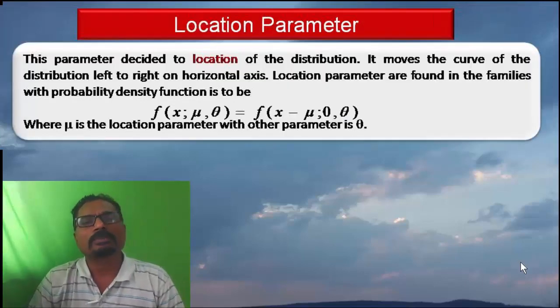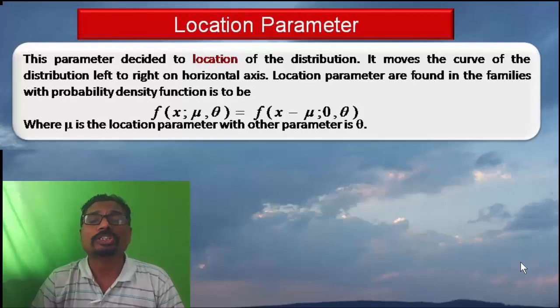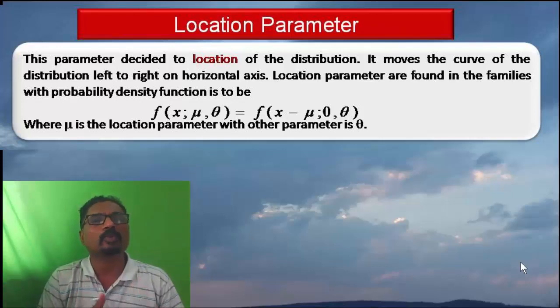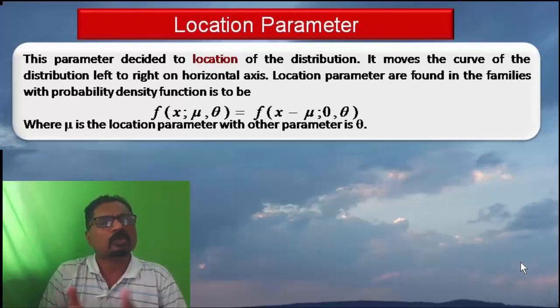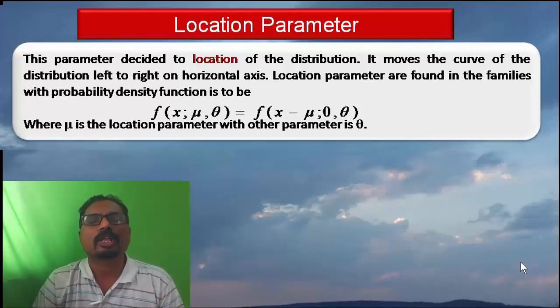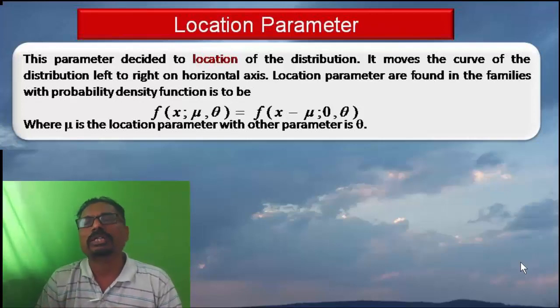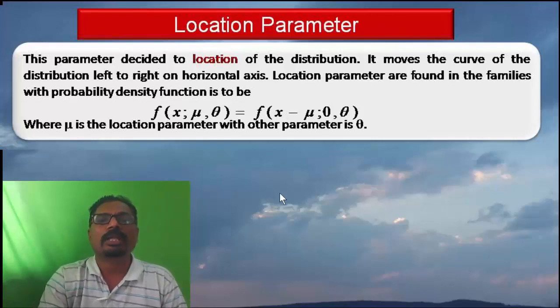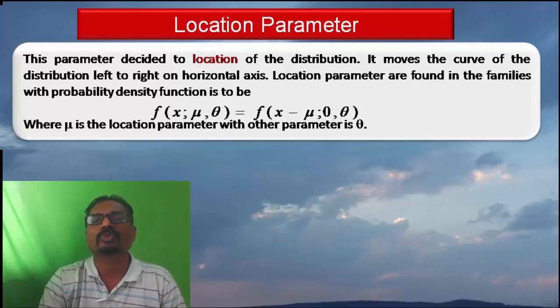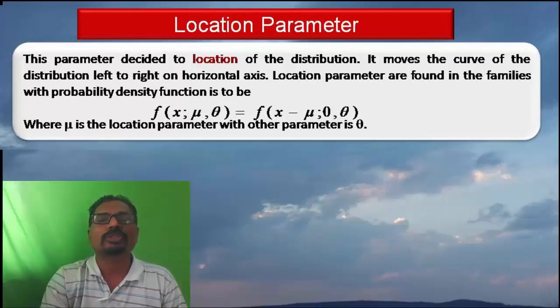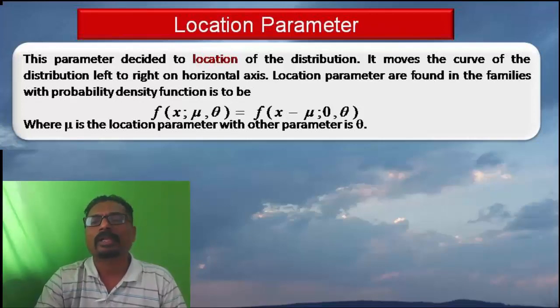First one is the location parameter. This parameter decides the location of the distribution. It moves the distribution left to right or right to left on the horizontal axis. Location parameters are found in families with probability density function f(x; mu, theta) equal to f(x minus mu; 0, theta), where mu is the location parameter and the other parameter is theta.